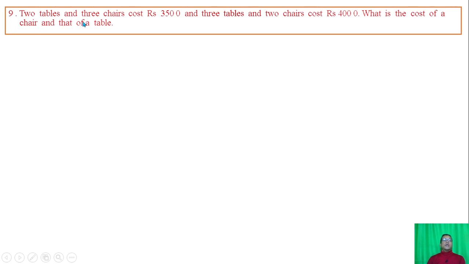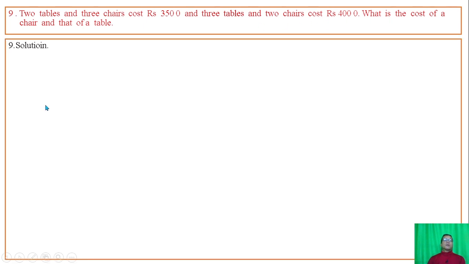9. 2 tables and 3 chairs cost rupees 3,500 and 3 tables and 2 chairs cost rupees 4,000. What is the cost of a chair and that of a table? Let rupees x and rupees y be the cost prices of a table and a chair respectively.